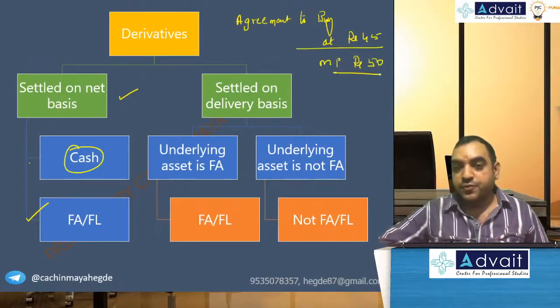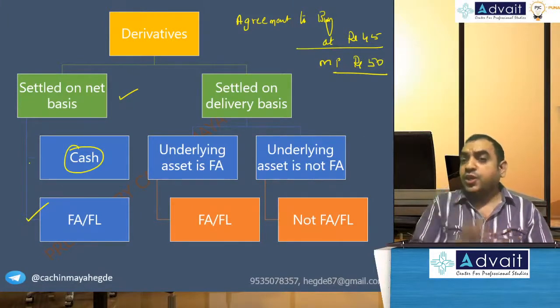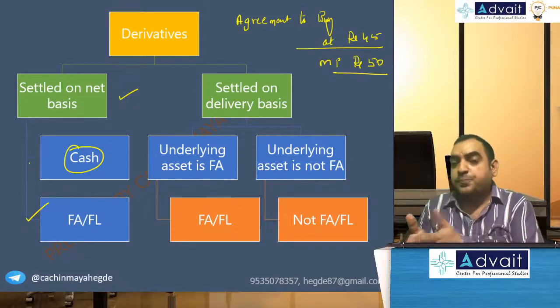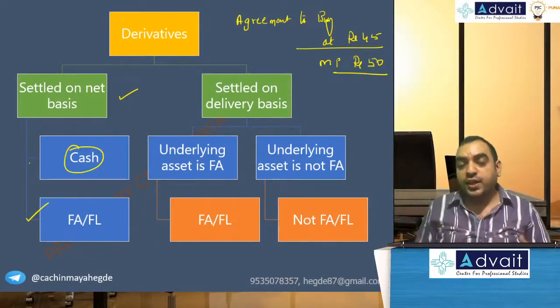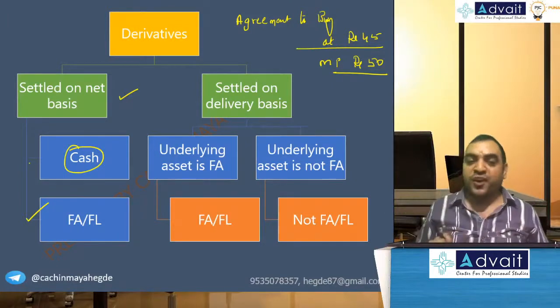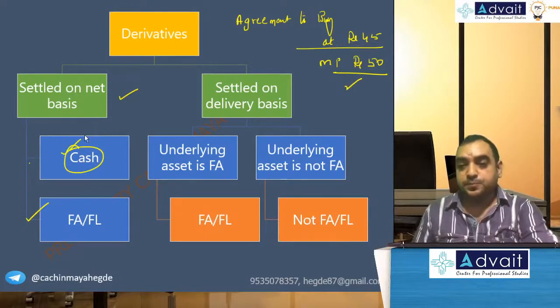is rupees 50. So you don't buy it by paying 45, and you don't go to the market and sell it at 50. Instead of two transactions, you receive the net amount directly. So what do you tell? Let's cancel the contract, give me 5 rupees only. Settlement on net basis, cash basis.